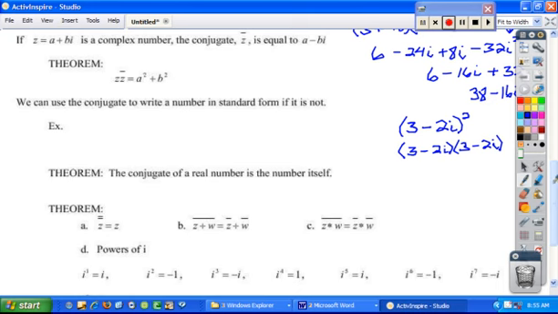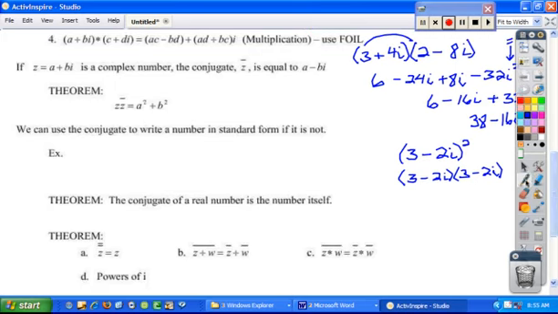Okay, another property of complex numbers that will help us with division is something called the conjugate. Basically the conjugate just means that if you have a complex number, like let's say I have 3 minus 2i, the conjugate of that is 3 plus 2i. Basically, whatever number is in front of i, you change its sign. So if it's negative, you make it positive. If it's positive, you make it negative. And the conjugate has some interesting properties.